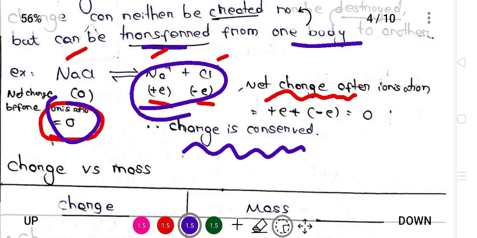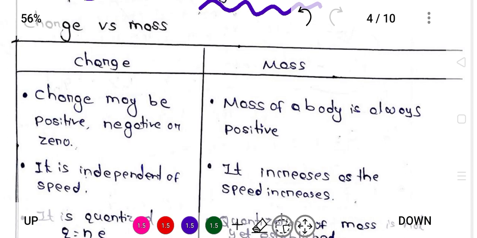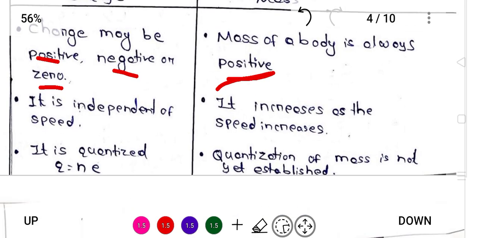Hence charge is conserved. Now how is charge different from mass? Charge may be positive, negative or 0: positive for a proton, negative for an electron, and 0 for a neutral object. But the mass of a body is always positive. The charge is independent of speed, meaning even if you increase the speed, the charge will remain the same. Suppose it is a 5 coulomb charge, whatever the speed, the charge will remain 5 coulomb.